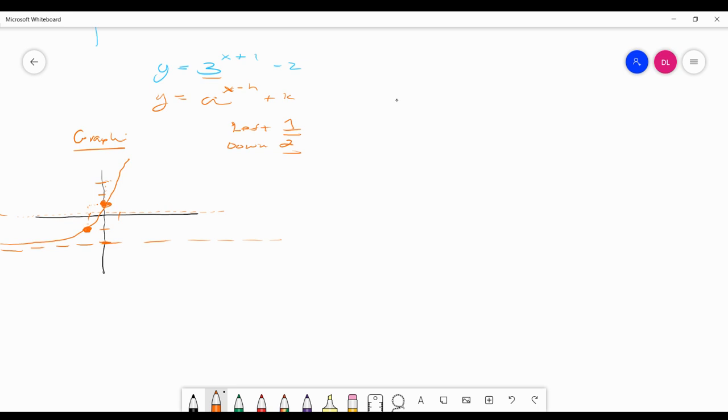All right, so what do we need to shift? We need to shift the 2 main points and the asymptote. That allows us to graph this thing. Okay, now let's move on to the algebra part. So now we can do our algebra.